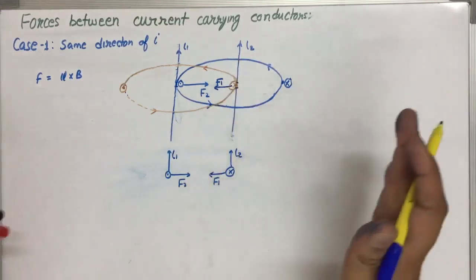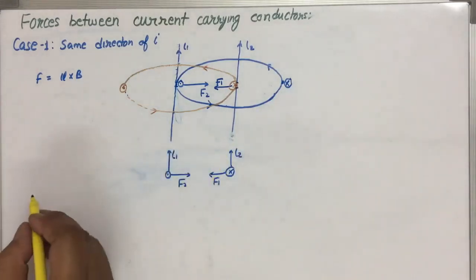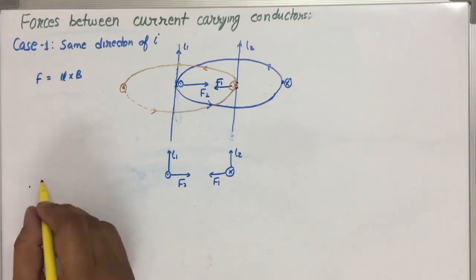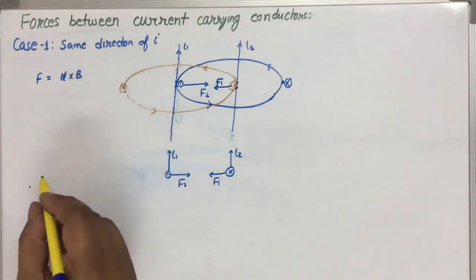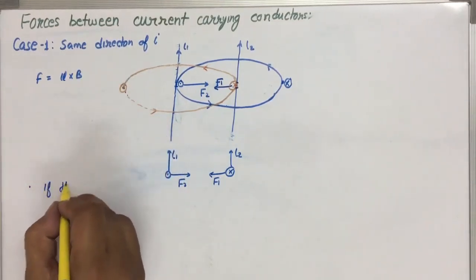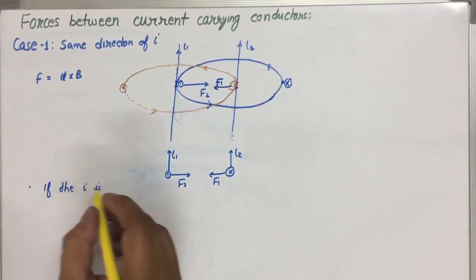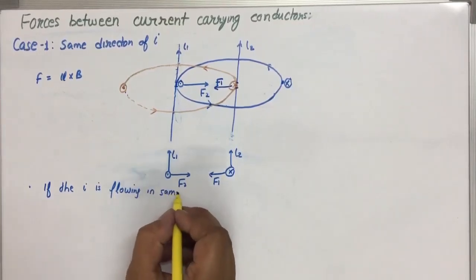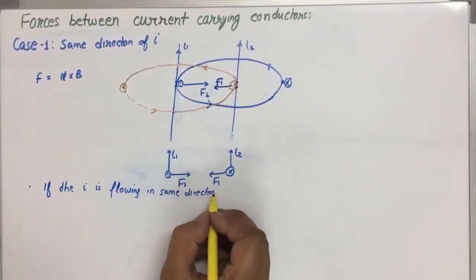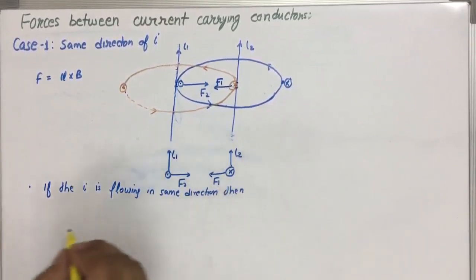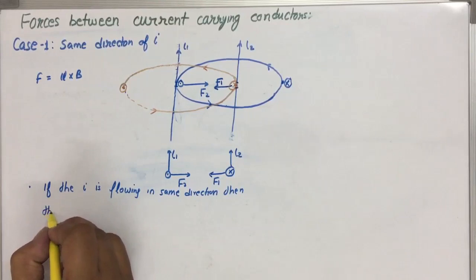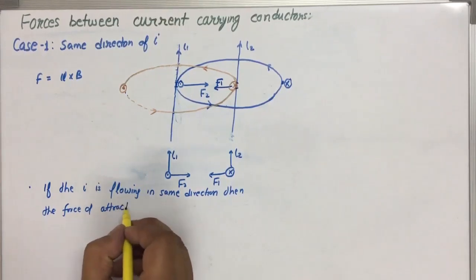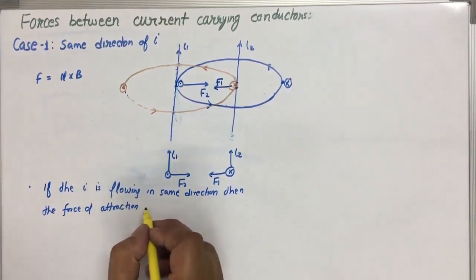What we can find here is that both are attractive. So one sentence we can write related to that: if the currents are flowing in the same direction, then the force of attraction will be there between them.